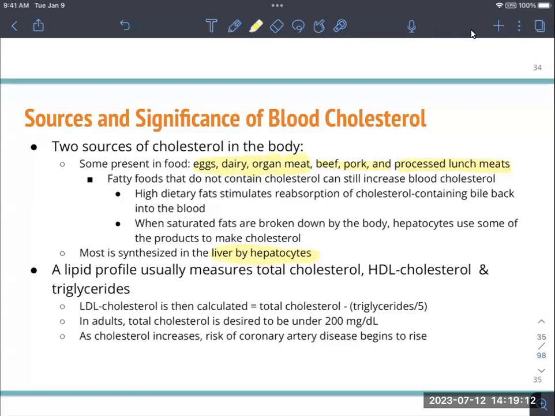A blood test, known as a lipid profile or a lipid panel, that's the other name for it. They're going to measure total cholesterol, HDL level, usually LDL level, and triglycerides. Usually that LDL is calculated based off of the total cholesterol found in your blood minus the triglycerides divided by 5. The total cholesterol in an adult should be under 200. So as the amount of cholesterol in your blood increases, your risk of coronary artery disease also rises, gets much higher.